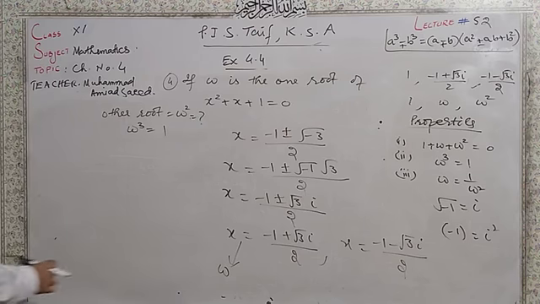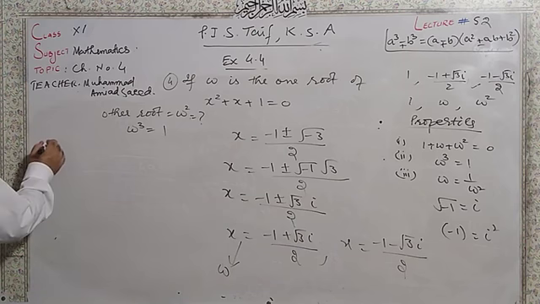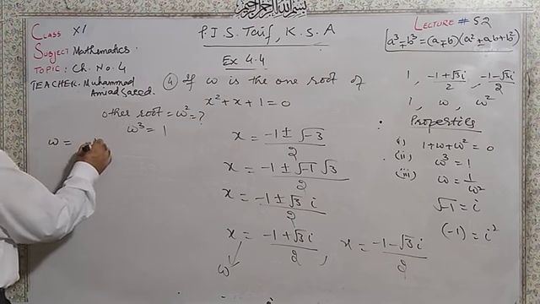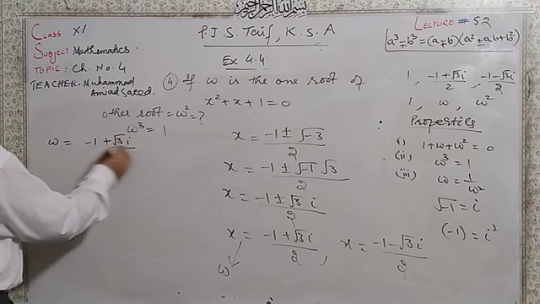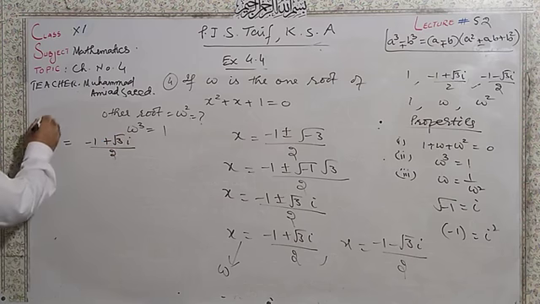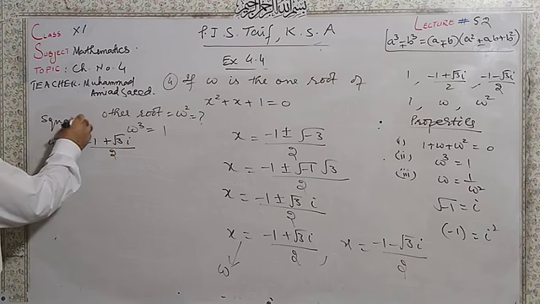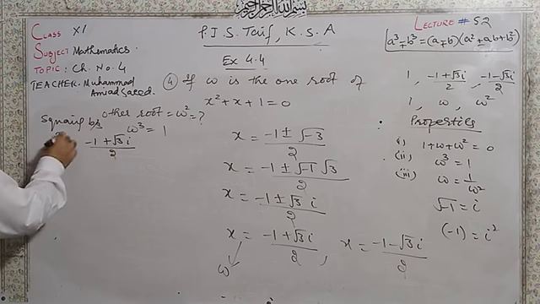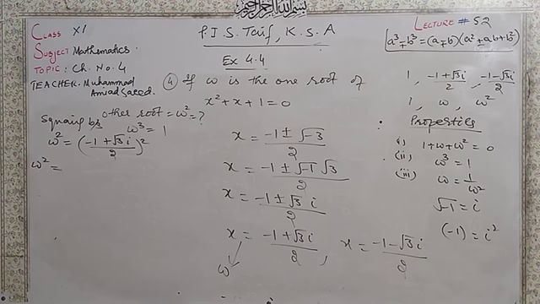Suppose this value of x is omega. So omega is equal to (-1 + 3√ι)/2. Squaring both sides, this is omega square.